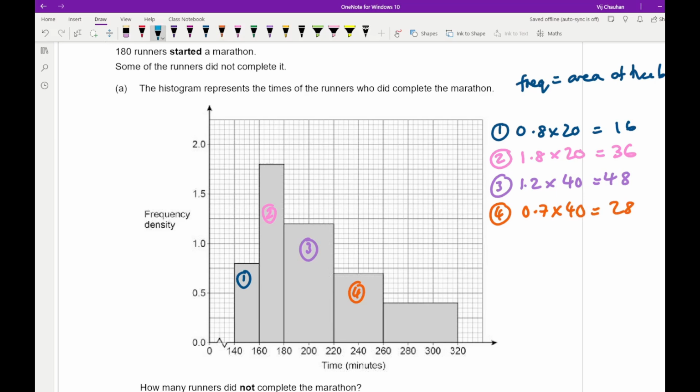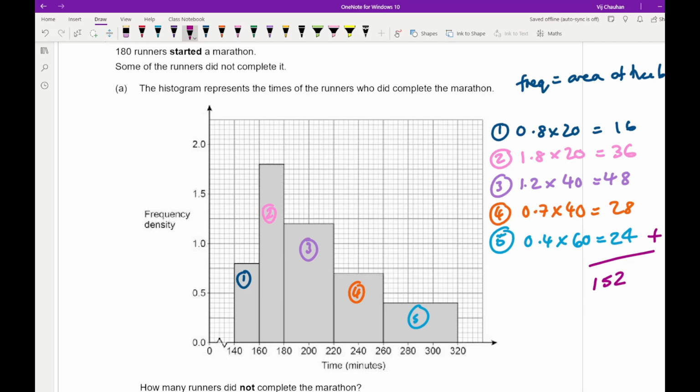And then finally, for bar 5, that has a height of 0.4, and we multiply by the class width, which is 60. That gives me 24. All that's left is to add up those frequencies, which gives an answer of 152. Now the question is asking how many runners did not complete the marathon.